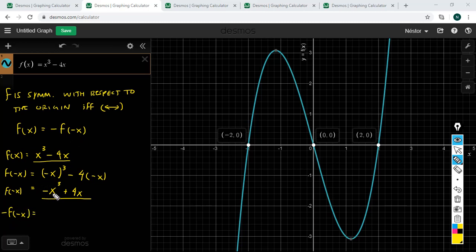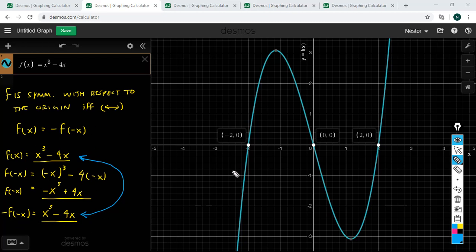Basically, what I need to do is multiply both sides of this equation by minus, right? If I multiply this by minus, I get the negative of f of minus x. And if I multiply this by minus, what do I get? x to the cube minus 4x. Can you see? This is minus f of minus x. All of this, and if you can see, it is exactly the same as f of x. f of x is equal to this. Look at it. And minus f of minus x is equal to this. And they are, in fact, the same.